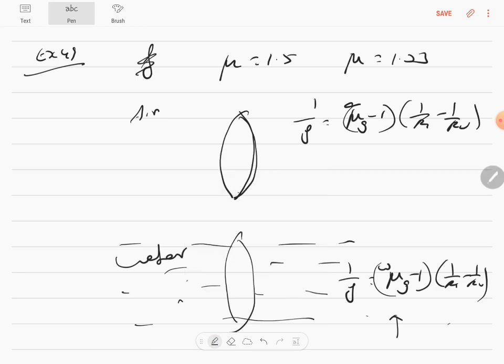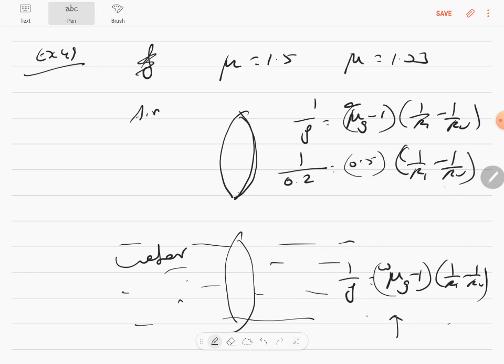Okay, they are asking what is the change in the focal length. The convex lens focal length is first given as 0.2, and it is then immersed in water. So its focal length in air is 0.2, which is equal to, for glass, the refractive index 1.5 minus 1, which is 0.5, into 1 by r1 minus 1 by r2.